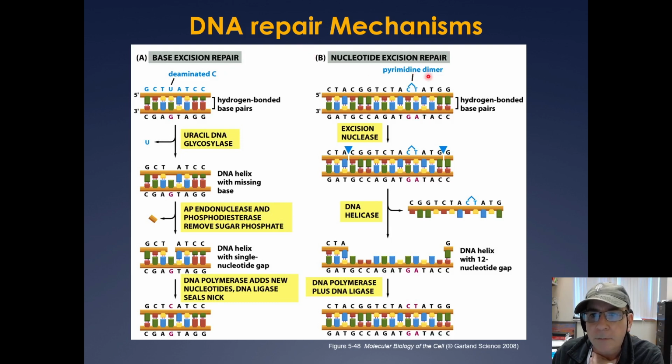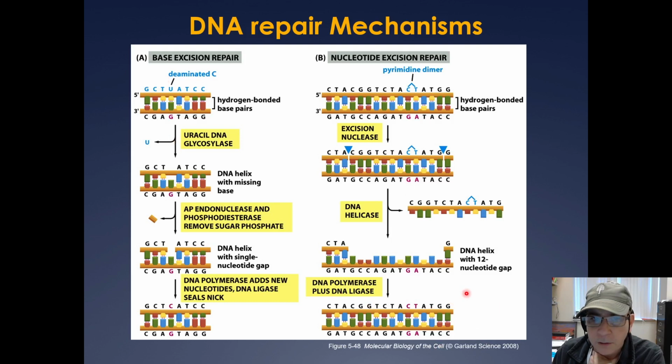Now, if you have something like a pyrimidine dimer or a thymidine dimer, that's repaired by nucleotide excision repair, where an excision nuclease comes in and cuts out a big chunk of the DNA. DNA helicase will remove the bad portion of DNA, and then DNA polymerase and ligase come in and fill this in and seal the edges. So these are two repair processes that I want you to know, and you should know when they're used and when they're not used.